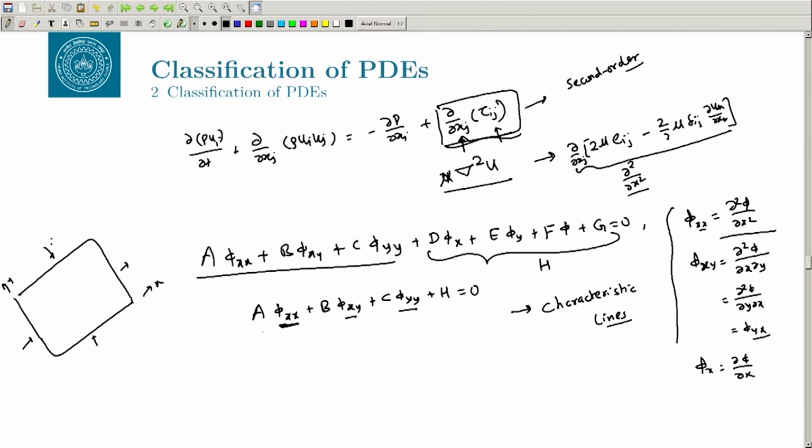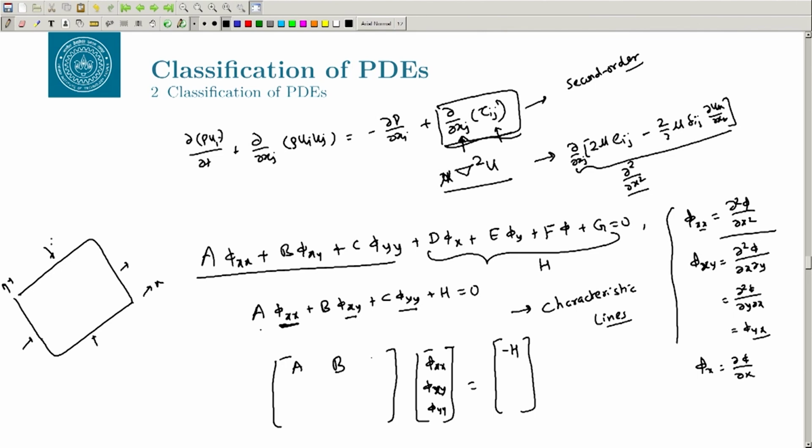So, right now we have this a phi x x, b phi x y and c phi y y. If you write it in matrix form, we have phi x x, phi x y and phi y y, and on the right-hand side let us say I put minus h, and then we have this a, b and c, right. In order to get a meaningful solution to this matrix, we need two more expressions.